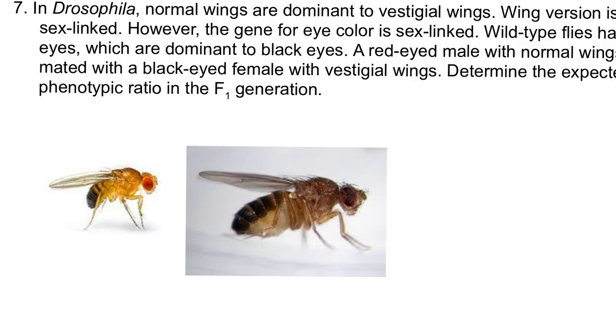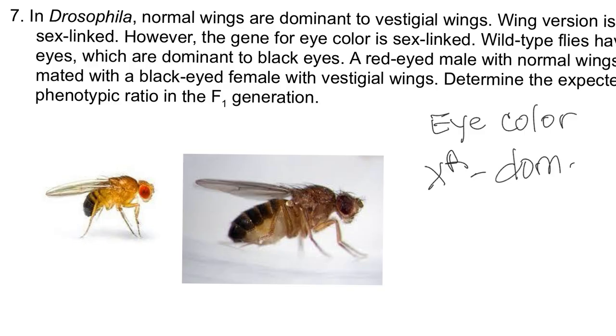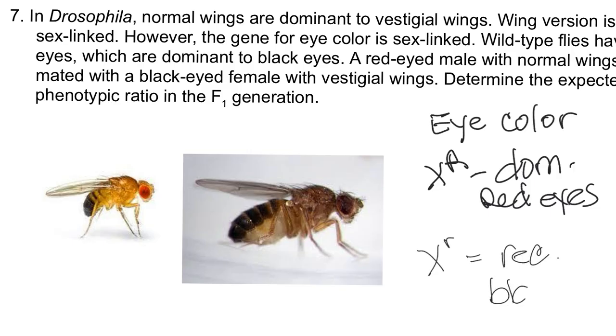Okay, guys, the last question is about the fruit flies. There's a couple of different ways you can do this. I'm going to do it by doing two different Punnett squares, and then I'm going to combine the outcomes. The first thing we have to figure out is what are the different genotypes. I'm going to do eye color first, and that one is sex linked. If it has a capital R, it's dominant, which is red eyes. If it's little r on the X, this is recessive, and that would be black eyes.